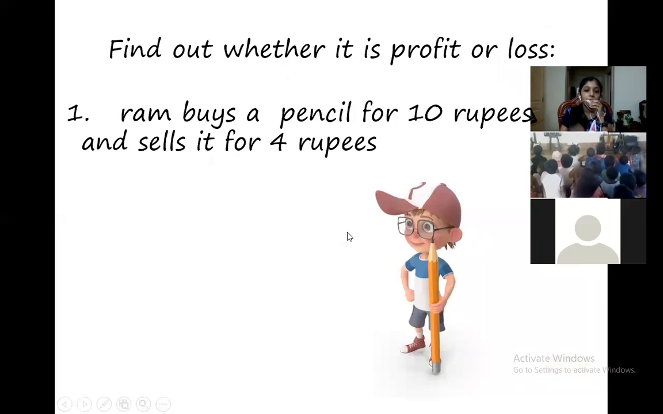Okay. So here we have some sums to solve. Okay. So Ram buys a pencil for 10 rupees and sells it for 4 rupees. So first you have to find which is the cost price and which is the selling price. So can anyone say which is the cost price and which is the selling price?